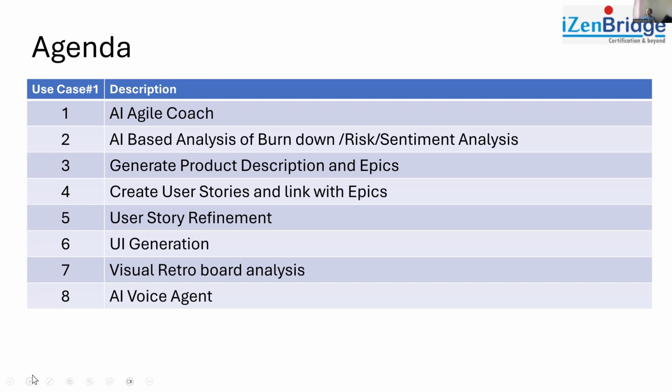Then from the third use case onwards, it's going to be done on a tool called make.com. We are going to see how we can generate epics from a product description document. Then we would also see how we can create user stories, link them with epics, again related to the third use case. Then we'll also see how you can do user story refinement using GenAI.